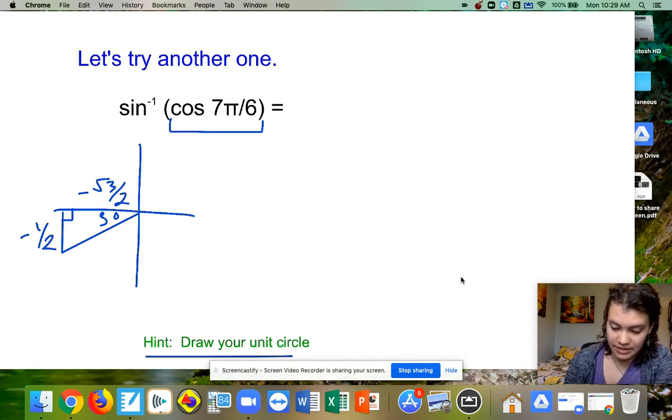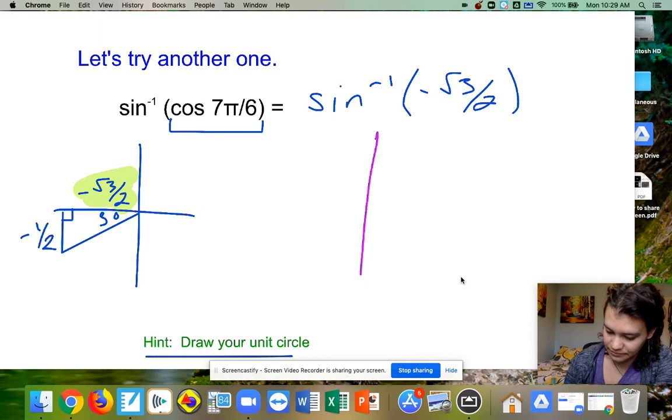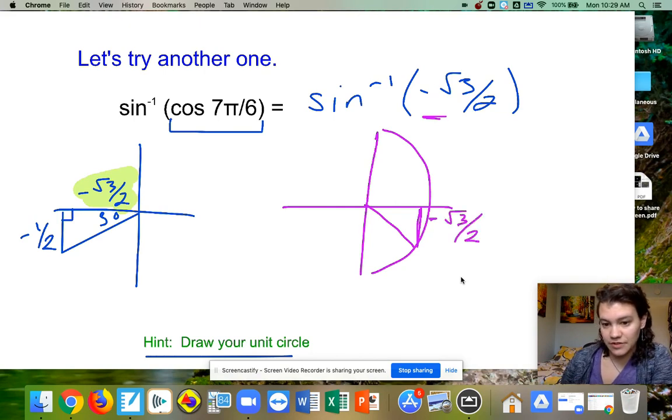Cosine again is your x value, so we're going to take this as the answer. So we get sine inverse of -√3 over 2. And now we need to solve this one. So draw a unit circle again. And sine goes on your right-hand side. We're negative, so go down. Sine is your y value, so we get -√3 over 2 as our y value.